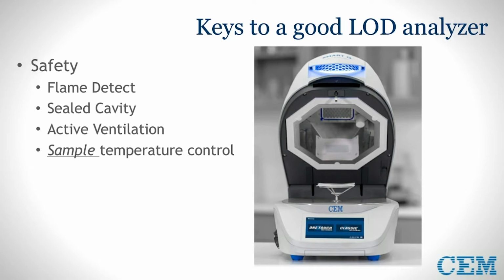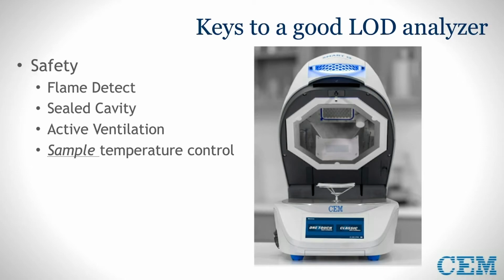Some things that will add some safety to loss on drying is flame detect. If a sample overheats for some reason, if something goes wrong, if a flame is generated, will your instrument detect that flame and alert you to that? The next is a sealed cavity. A sealed cavity performs two functions. In the case of something like a flame being detected, that sealed cavity can have all ventilation cut off, which will smother any potential fire and self-correct.